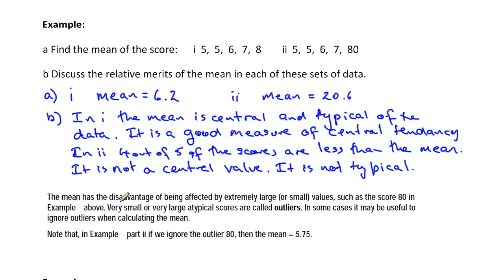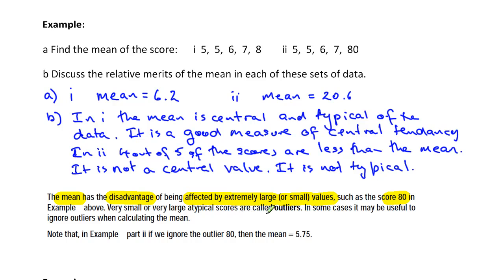It says the mean has the disadvantage. Now this is a very important thing. The mean has a disadvantage of being affected by extremely large or small values. So this could be a situation that's unexpected. A score of 80 would influence the mean, and look what it's done. It's dragged the average right up, but it doesn't really represent the middleness of the scores, because most of the scores are around about 5, 6 or 7.